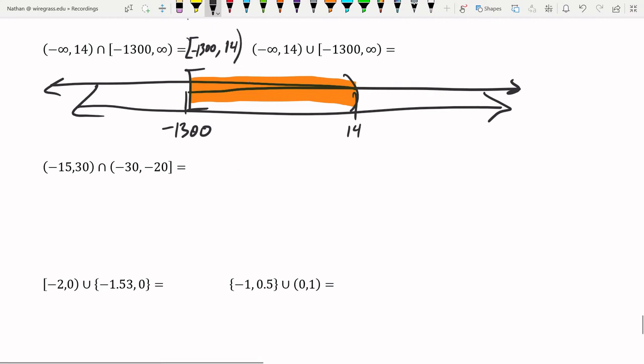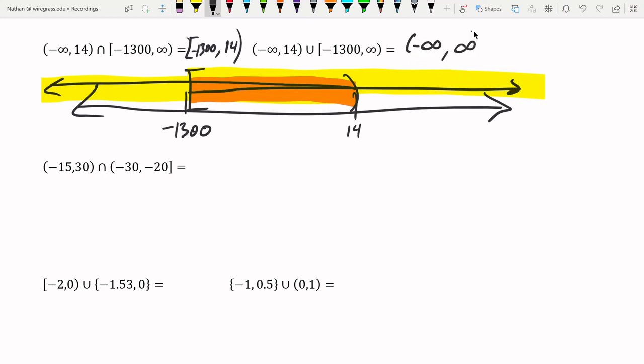Okay, the union is everything that either set covers. And you can see it's all of this stuff here from the first set, and then all of this stuff here from the second set. And you can see it covers everything. The lowest element is negative infinity, and the highest is positive infinity. But this is just the whole real number line. Either one of these works, though interval notation says this is the way to write it.